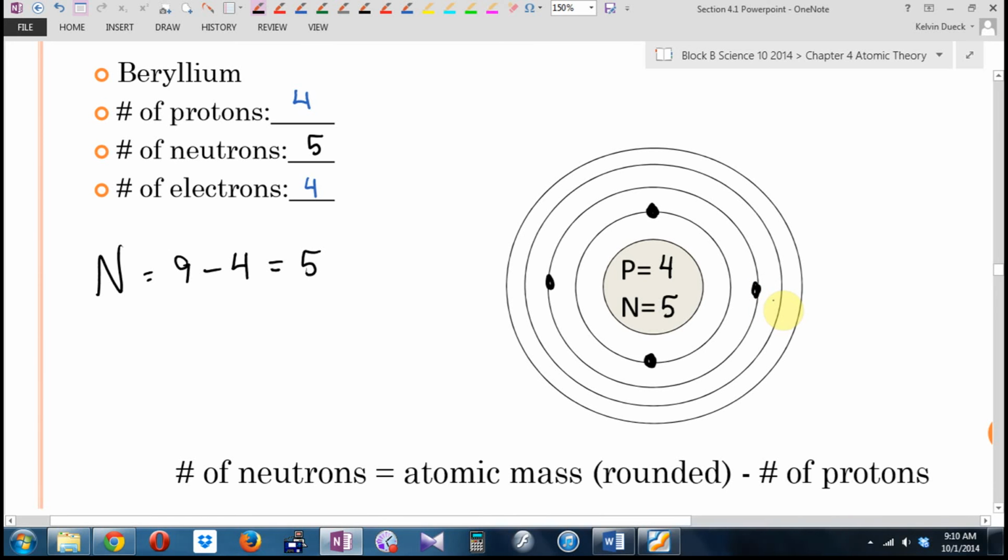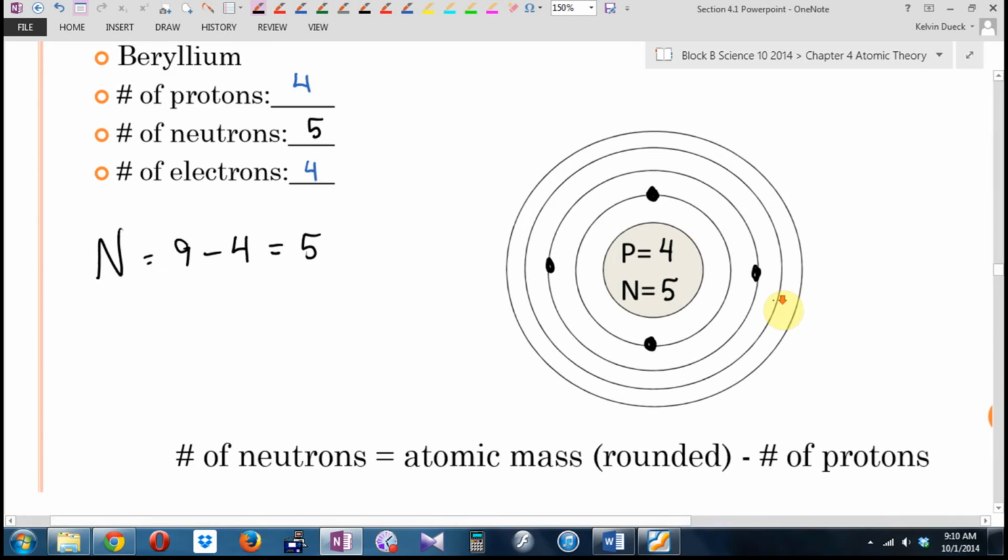A Bohr model, which we're going to leave in the dust in a few days because these are a pain to draw, but you have to know it. Let's try another one.